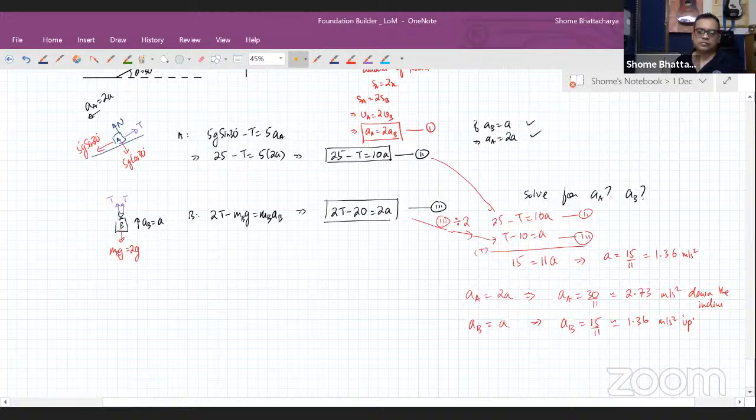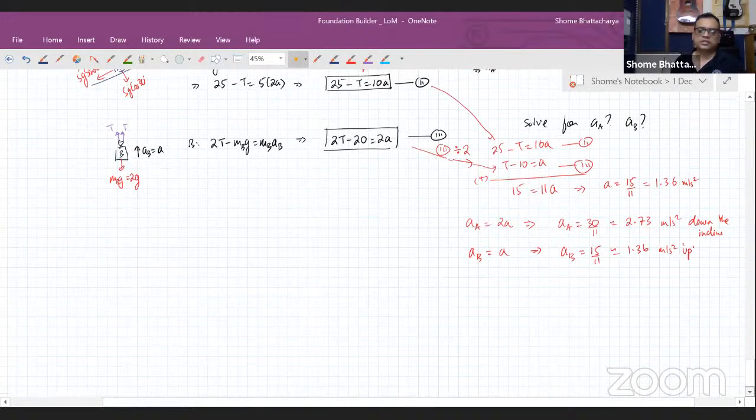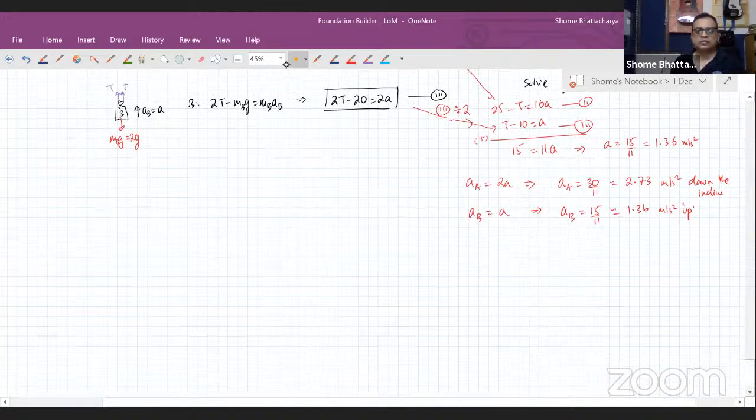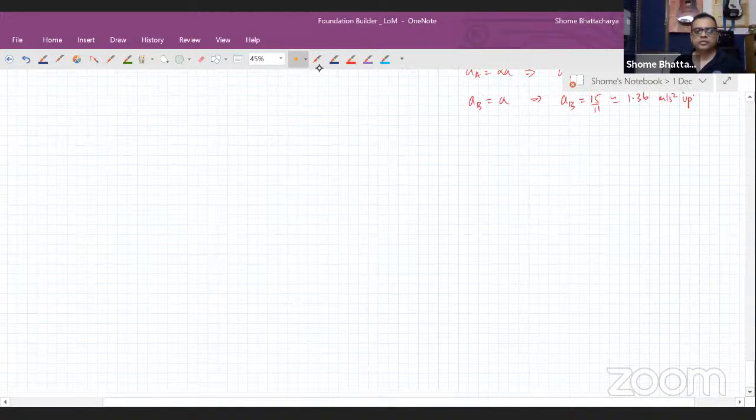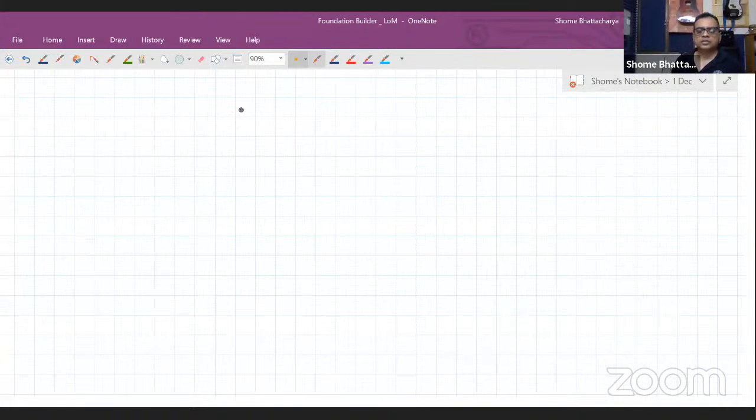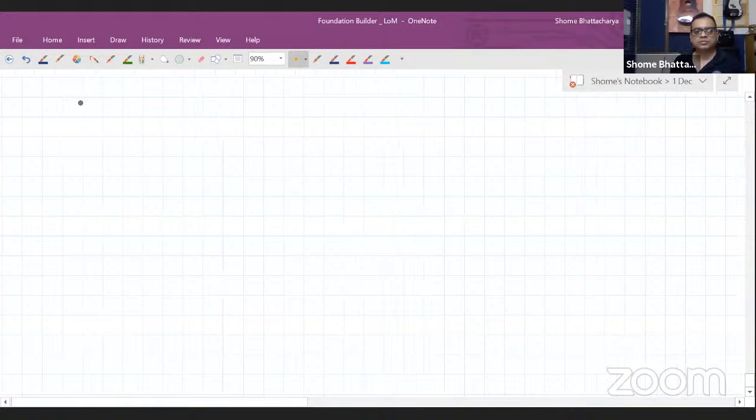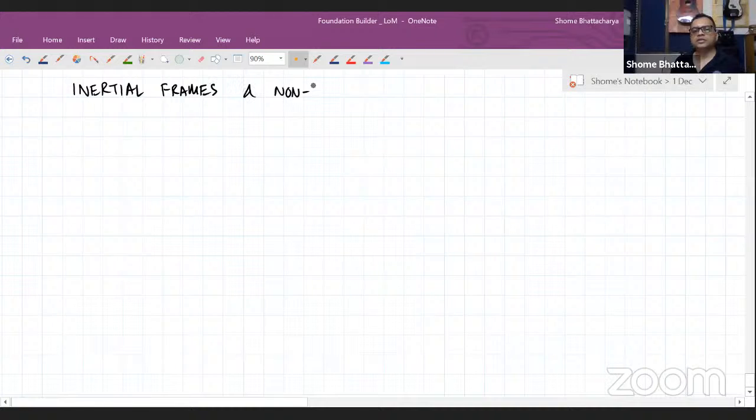Okay, now the next concept we look at in Newton's laws of motion is a new definition or a new term for us, something called an inertial reference frame. And its opposite, which is a non-inertial frame.